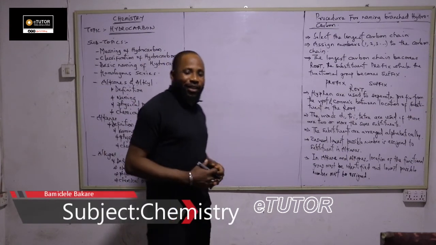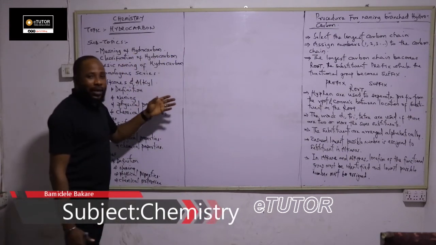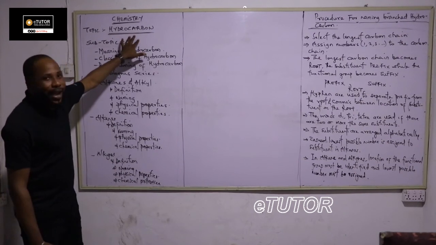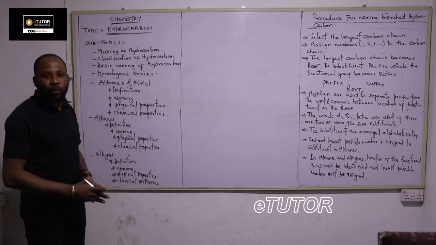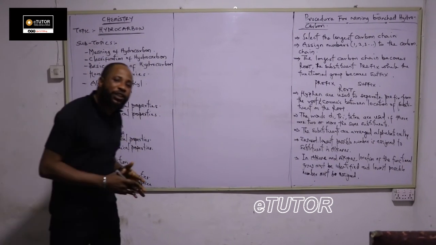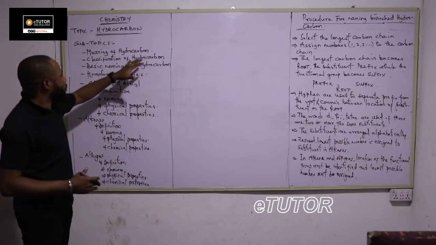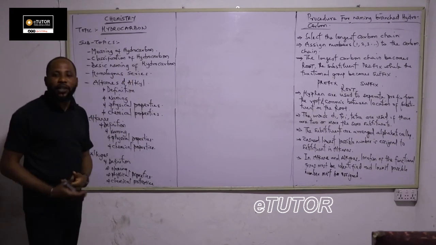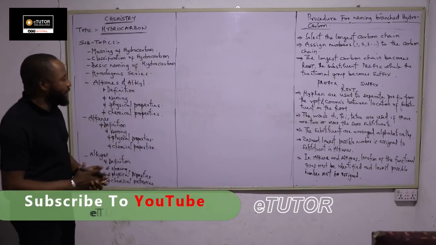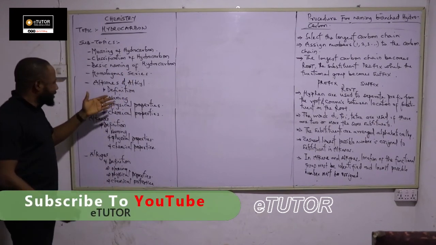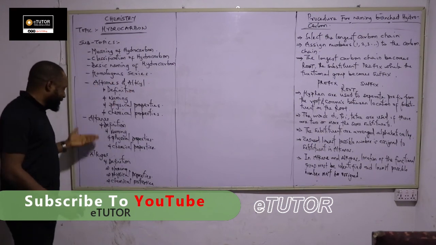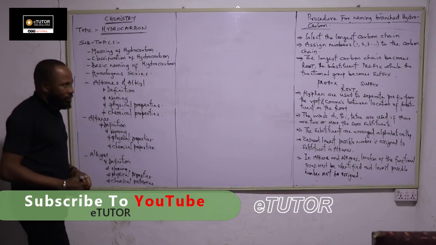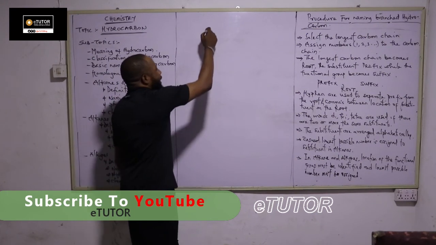Bamidele. In today's class, we'll be looking at a topic called hydrocarbon. Under the topic, we'll focus our attention on the meaning of hydrocarbon, classification, the basic naming of hydrocarbon, homologous series, then alkane, alkyl, alkenes, and what? Alkynes. So, let's start from the meaning of hydrocarbon.